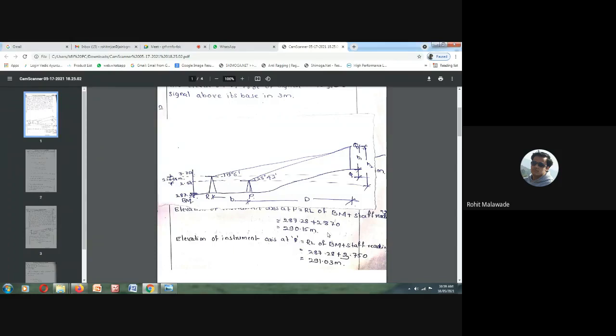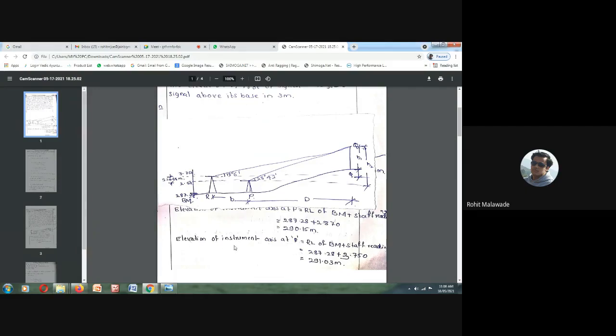At first, we are going to determine the RL of point P, the line of collimation height. Benchmark is 287.28 plus the staff reading 2.870. So we get the RL of the instrument axis at P, which is 290.15.